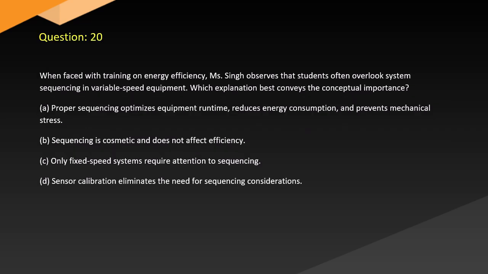Question 20. When faced with training on energy efficiency, Ising observes that students often overlook system sequencing in variable speed equipment. Which explanation best conveys the conceptual importance? A. Proper sequencing optimizes equipment runtime, reduces energy consumption, and prevents mechanical stress.